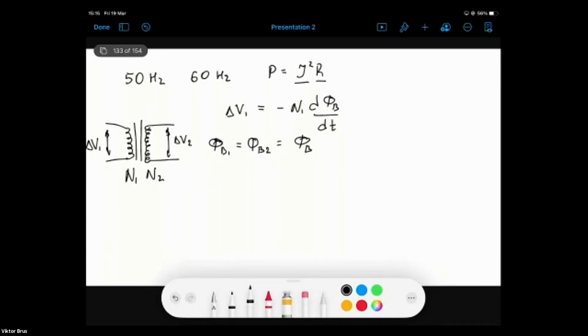We can write a similar equation for the second voltage delta V2, which appears at the terminals of the secondary coil. So delta V2 is equal to minus N2, and here is the same derivative because the magnetic field flux is the same. So dΦB over dt.